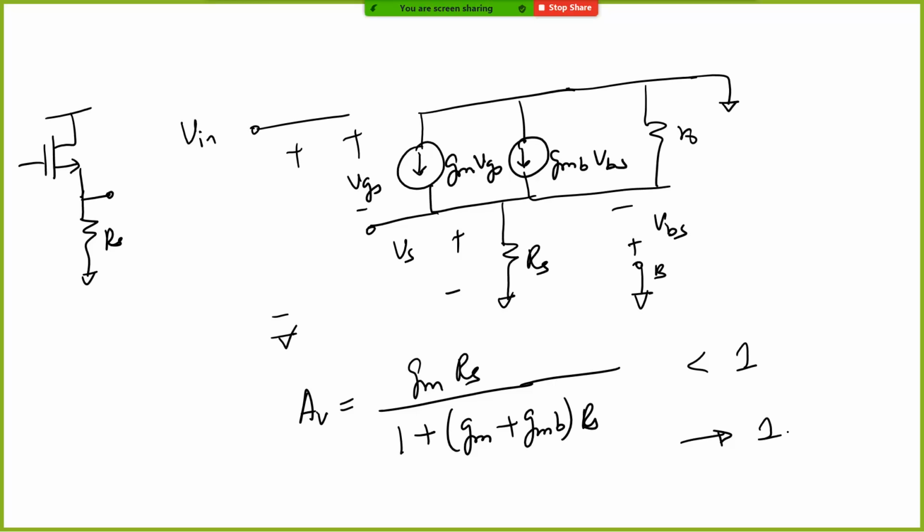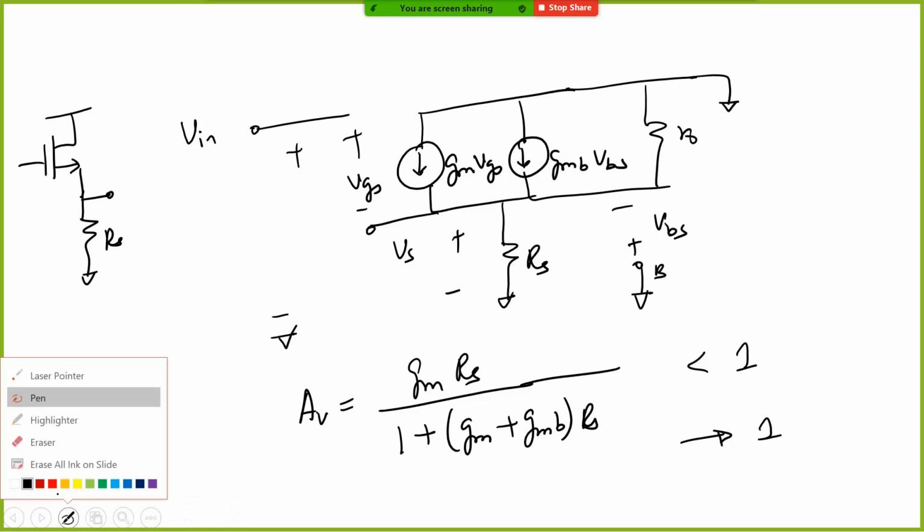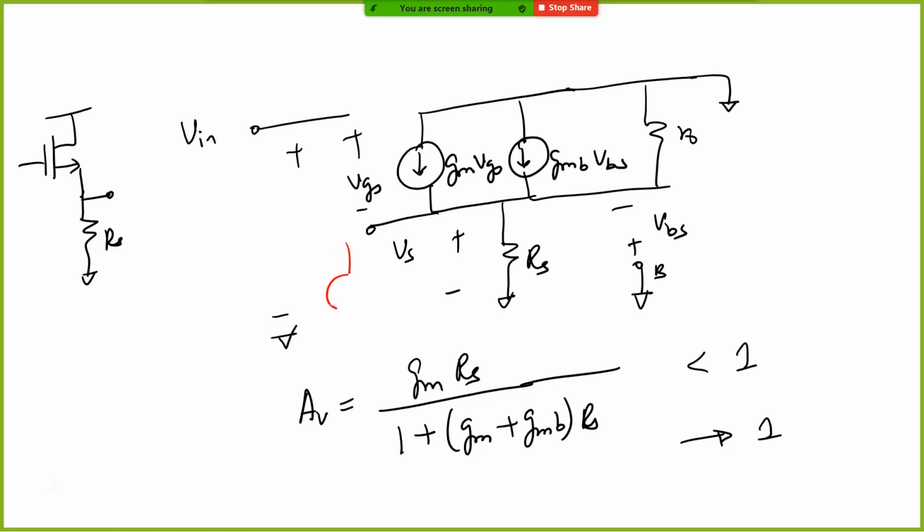And what about the input impedance? The input impedance is very high. If you are not considering the capacitances, it's basically an open circuit. What we are interested in is basically the output impedance.